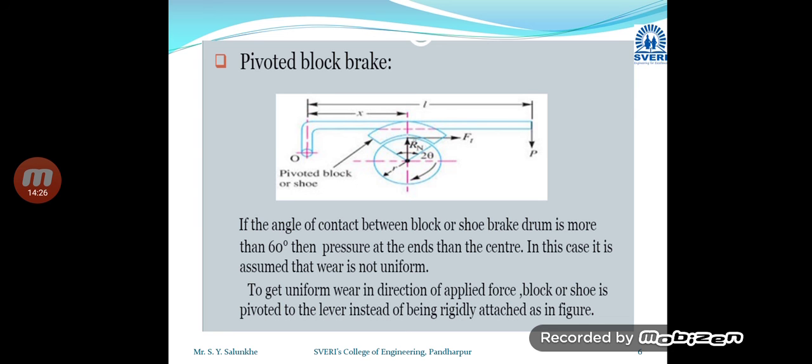Here it is also important to have the distance of the fulcrum from the applied force, and the distance of the drum center from the pivot or the applied force. To get uniform wear in the direction of the applied force, the block or shoe is pivoted to the lever instead of being connected rigidly. So according to the rotation, the block is allowed a slight motion, as it is pivoted to the lever. So it is called the pivoted block brake.